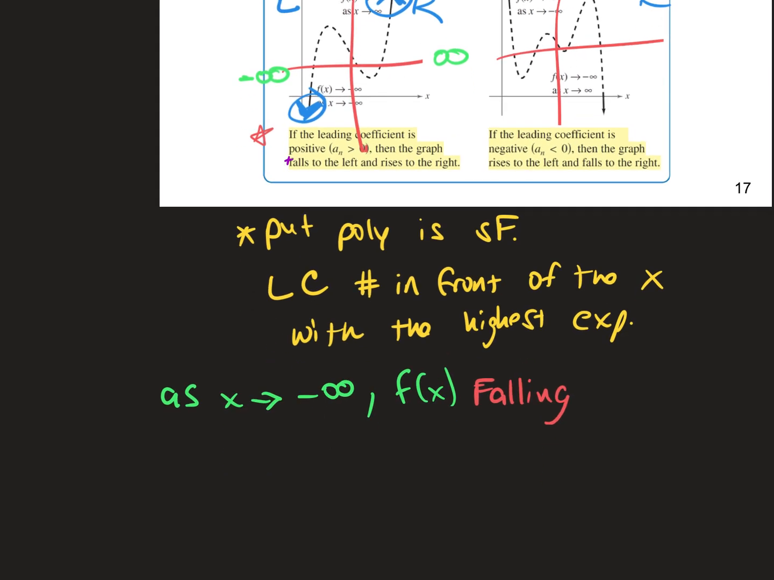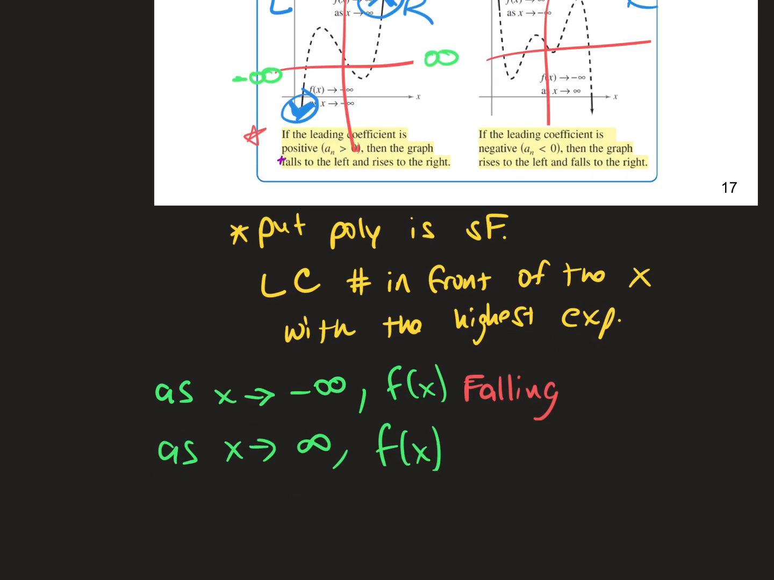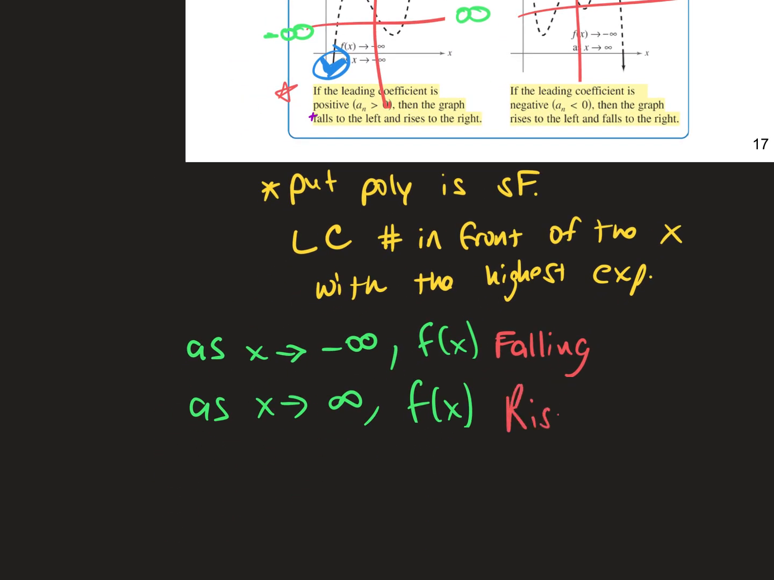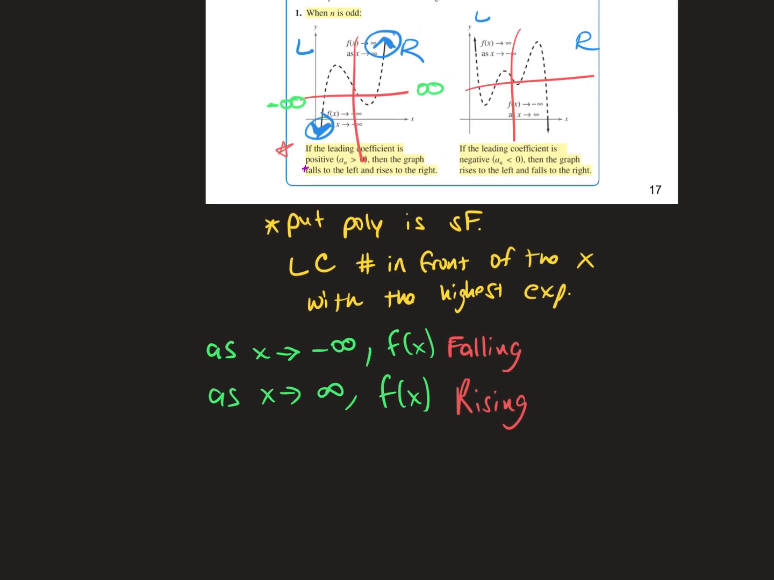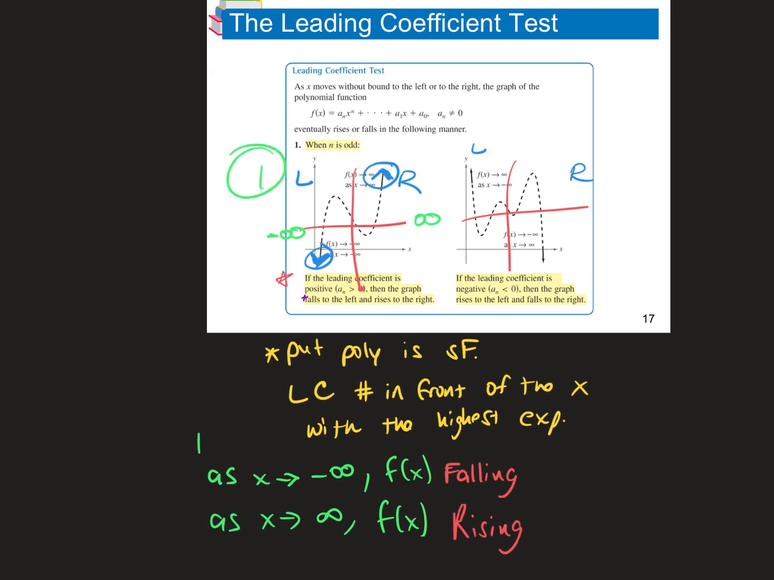So then the other statement is the right-hand side of the graph. As x approaches positive infinity, as x is going to the right, as x's are getting bigger, what is your f of x doing? What is your y value doing? Going up or down? It's rising. It's going up. Okay, perfect. Which graph is the first one we're talking about? We'll call this number 1. And we're reading from left to right.